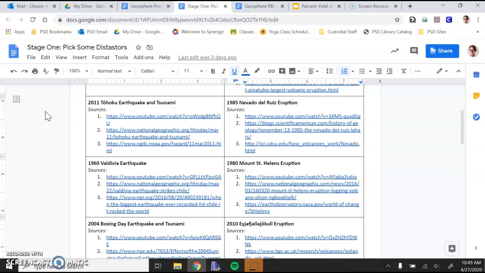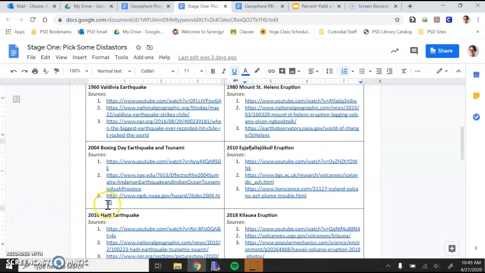The Tohoku, I obviously don't speak Japanese, earthquake and tsunami. This is the one that caused the nuclear meltdown at Fukushima. So this is a really interesting event as well. There's the 1960 Valdivia earthquake. This was in Chile. And this was really significant. It was the biggest ever recorded earthquake. So that's kind of significant.